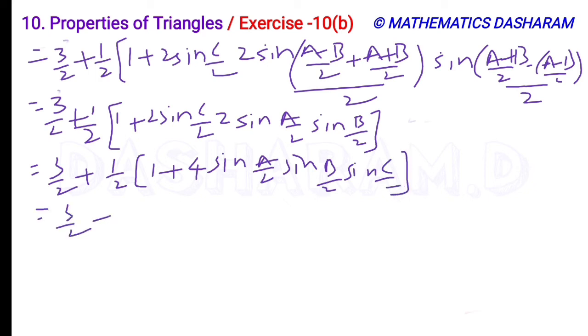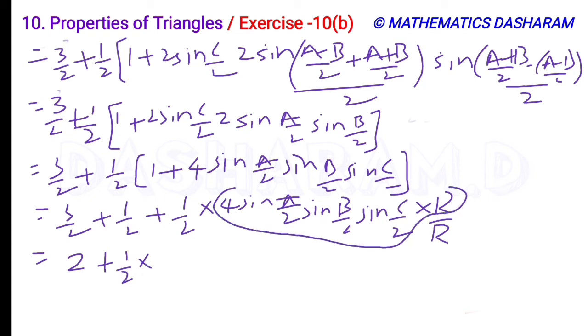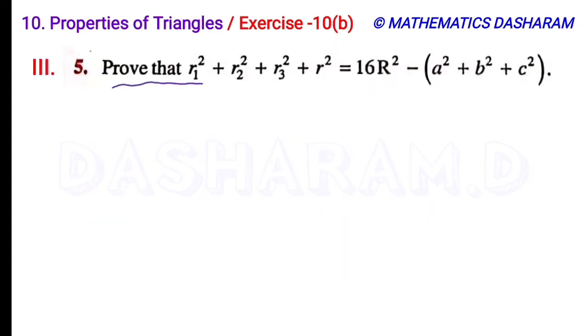So 3 by 2 plus 1 by 2, multiply inside: 1 by 2 into 1 by 2 into 4 sin a by 2. Here 3 by 2 plus 1 by 2 simplifies to 2, and we multiply with capital R and divide by capital R. So 1 by 2 into 4 into R into sin a by 2 into sin b by 2 into sin c by 2 is small r. So divided by capital R, 2 plus small r divided by 2 into capital R. So it is equal to RHS.